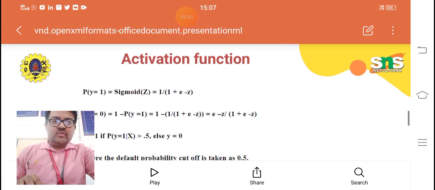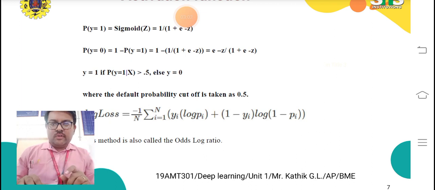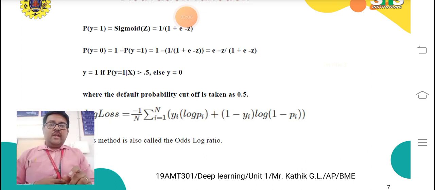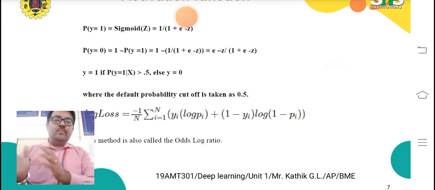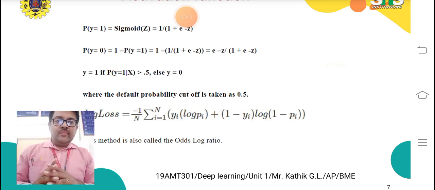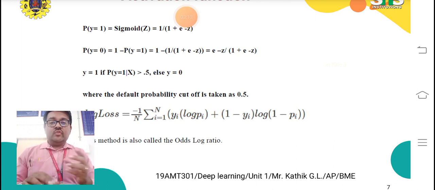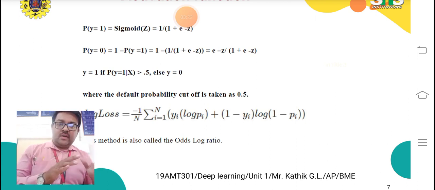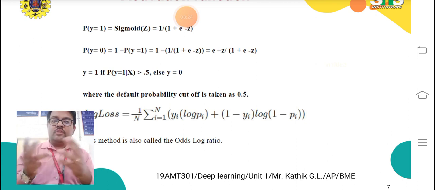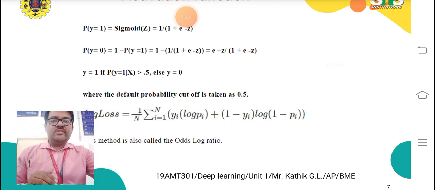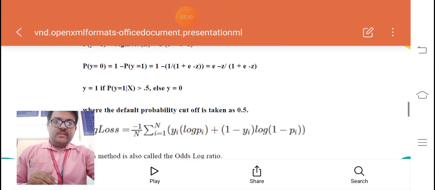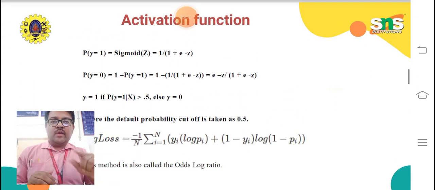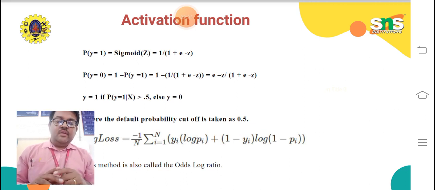Then coming to the activation function. In a neural network we use an activation function to find out the non-linearity between input and output. In perceptron we used the threshold function. If you remember, we compared y_in with theta and came up with the output, right? That is a thresholding function. Likewise, we could have a sigmoid function. Sigmoid function is 1 divided by 1 plus e to the power minus z.